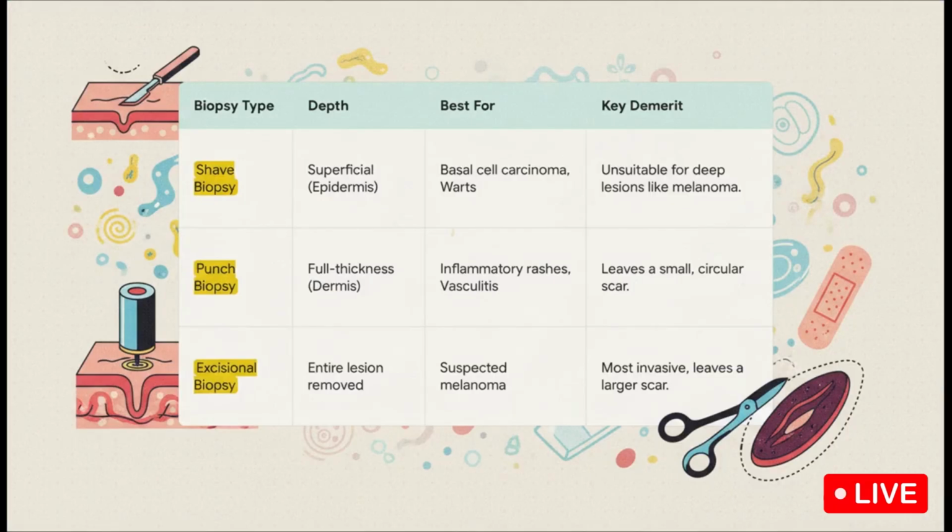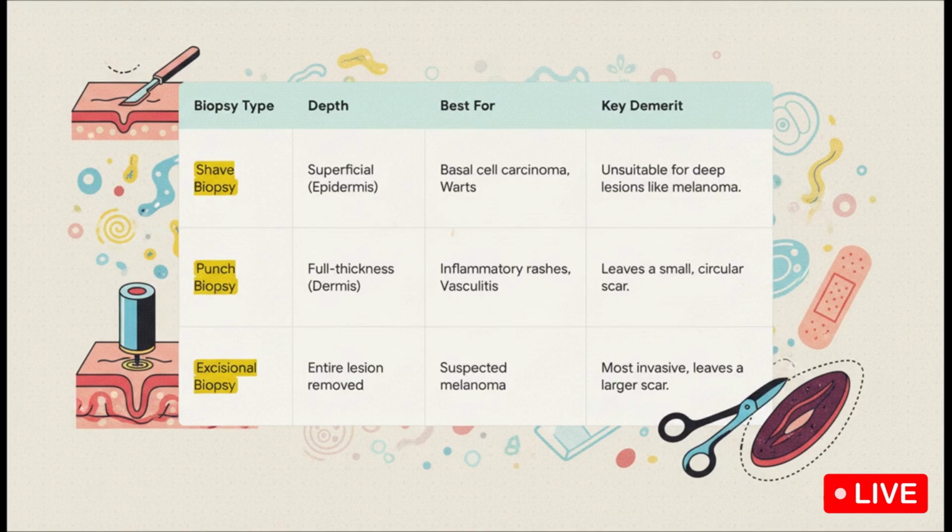You see the pattern here, right? It's all about the depth. A shave biopsy just kind of skims the very top layer. It's great for something superficial like a wart, but it's a terrible idea if you suspect something like melanoma, where you have to know how deep it goes. The punch gets you that full thickness we just talked about.